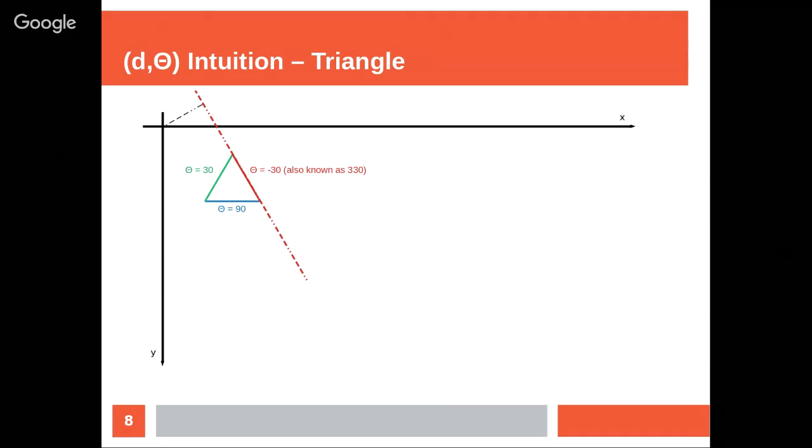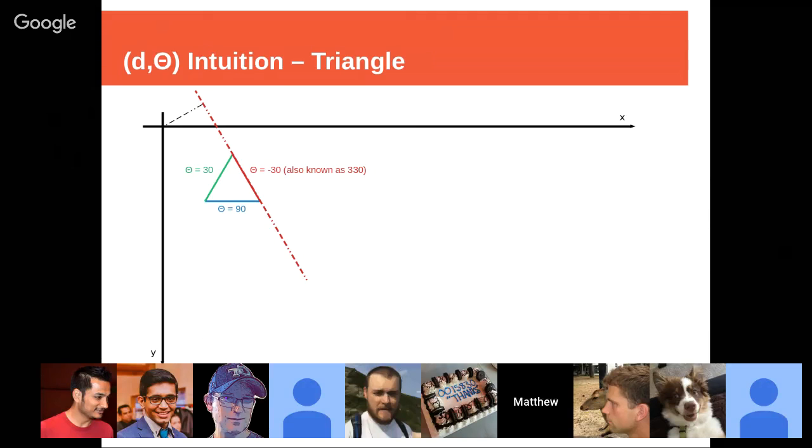So I want to, at this point, take a brief pause and ask, does anyone have any questions up to this point on what we're doing with the d theta orientation of lines and how we've sort of built up a concept of a triangle as being three lines at 30, 90, and negative 30, a triangle in this orientation? All right, seeing no questions, onward.